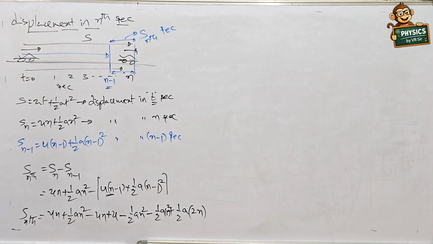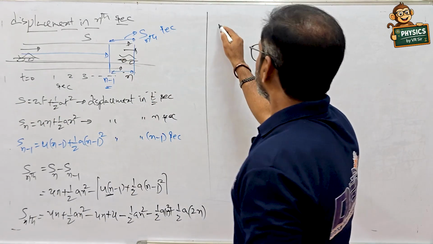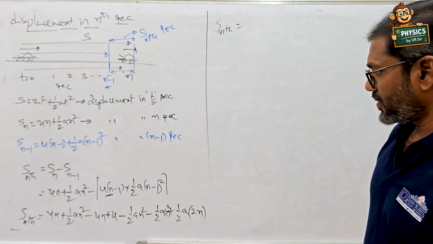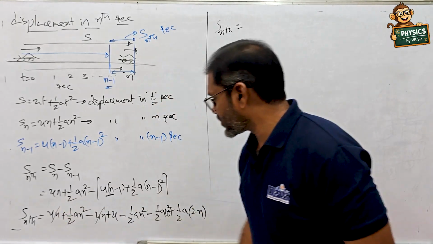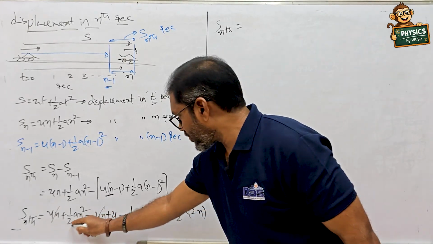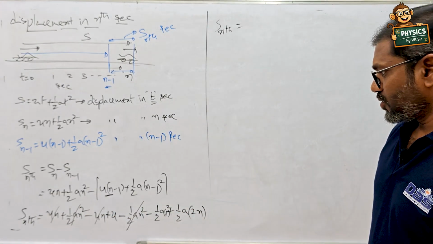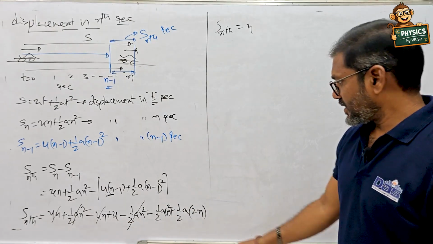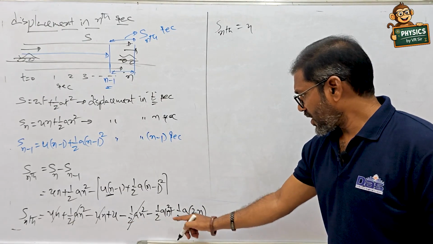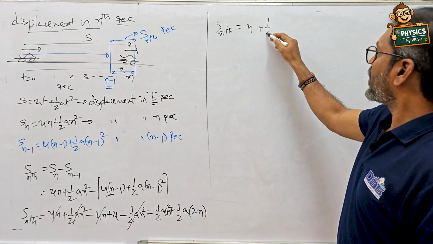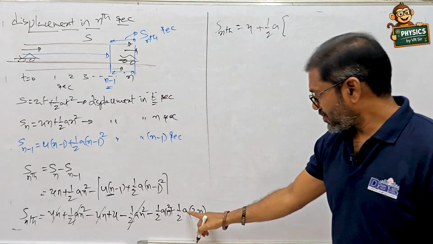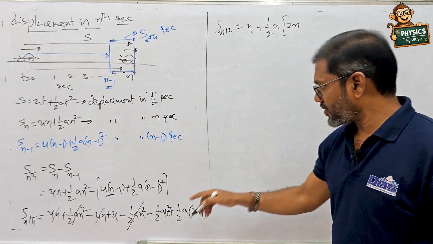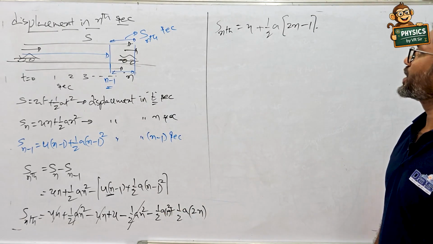Got it? So how do you take then? Displacement in nth second is equivalent to, let us cancel the possible terms here. Half an square, half an square cancel. What is the leftover part? S is equivalent to u is the leftover part, and in this we can take half a common. The first term is 2n, and here with half a taken common, only 1 is left over, so 2n minus 1.